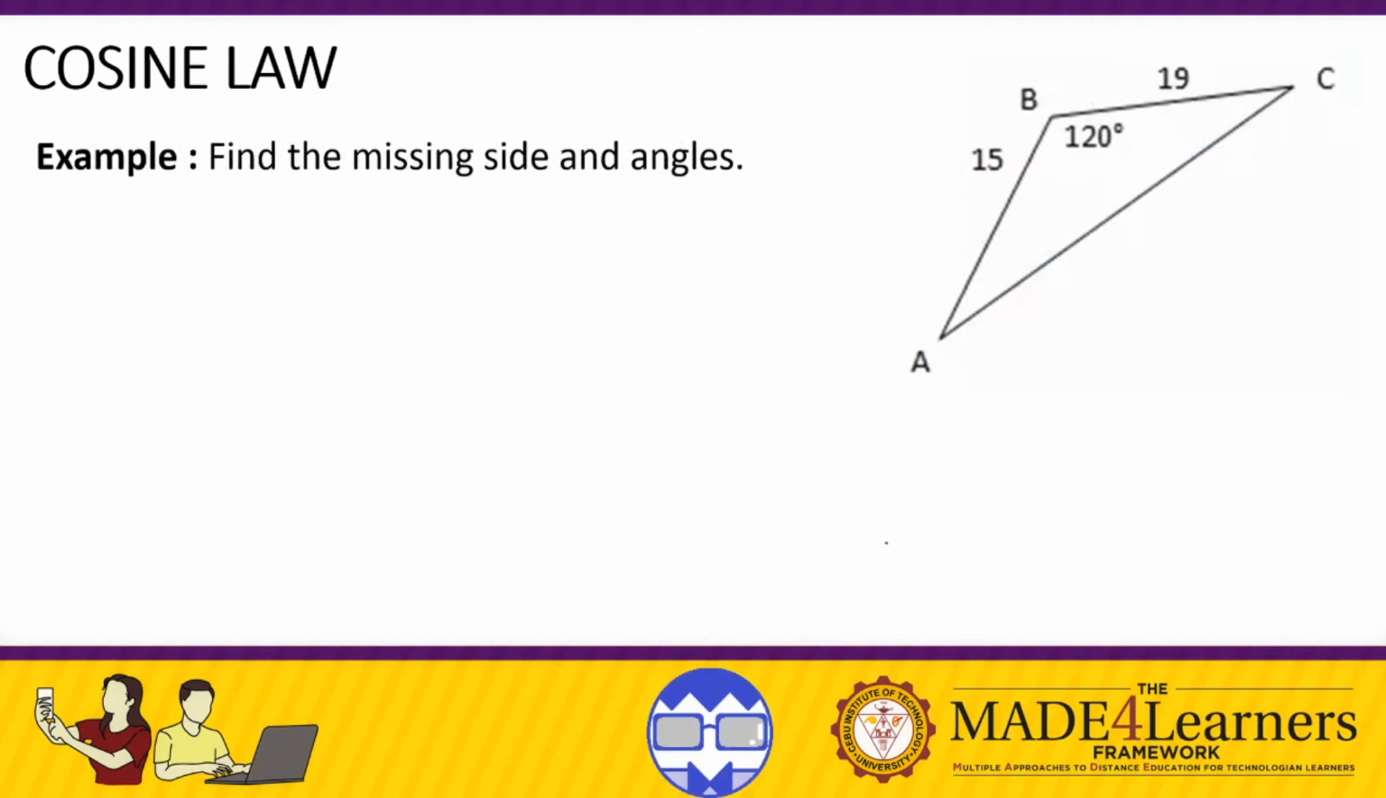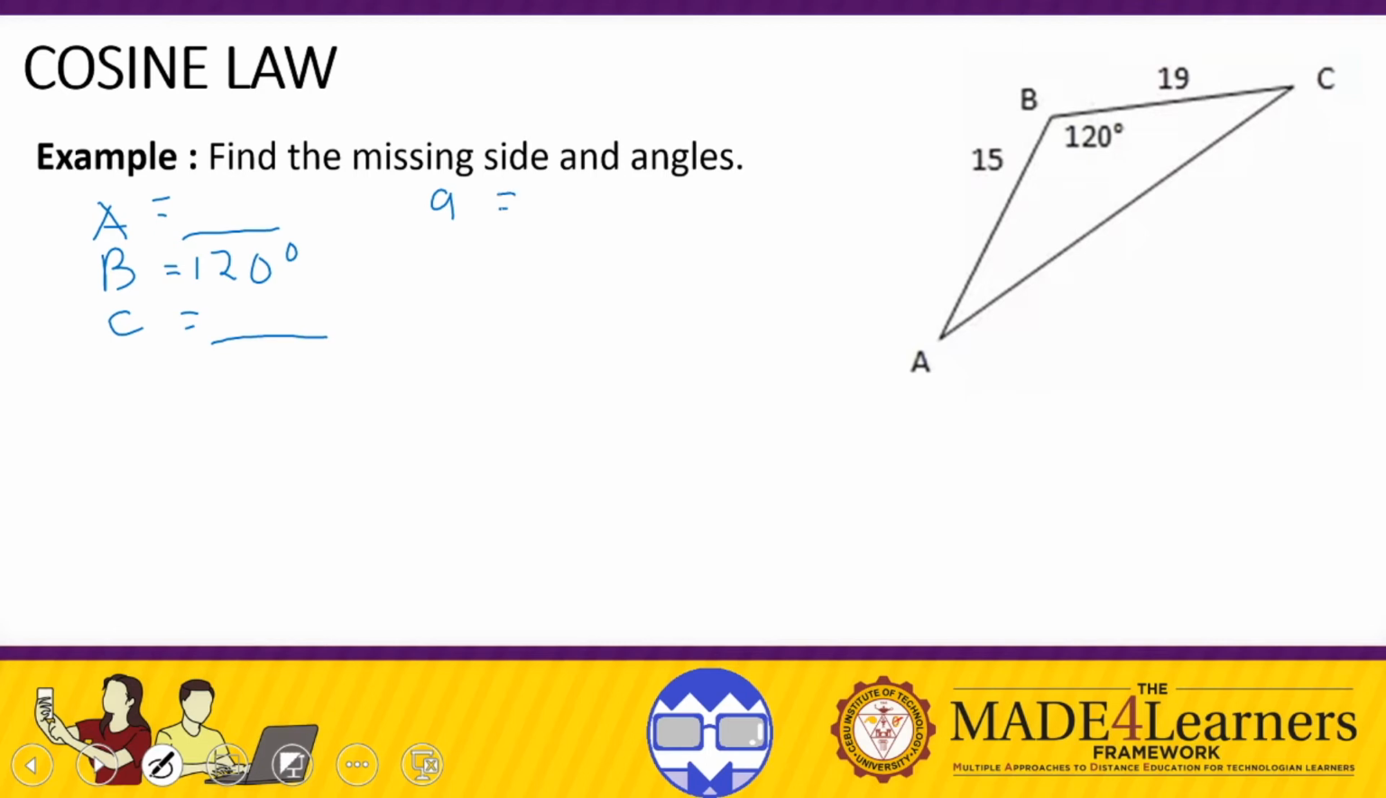Let's have this example. We're trying to find the missing sides and angles. It's similar. We just list the given first. So we have A, B, and C. For angle A, we don't have it, so we're looking for A. For B, we have 120 degrees. And for C, we're looking for C also. How about sides?